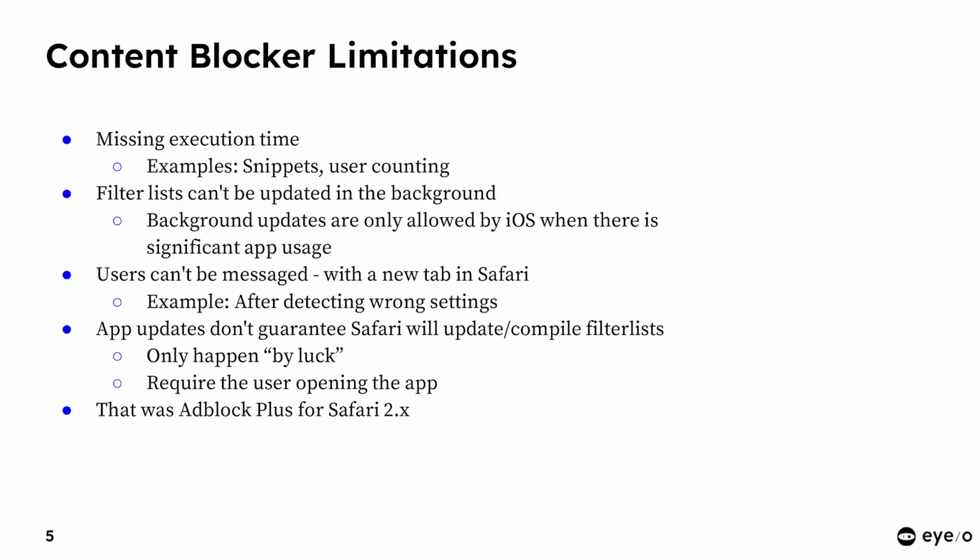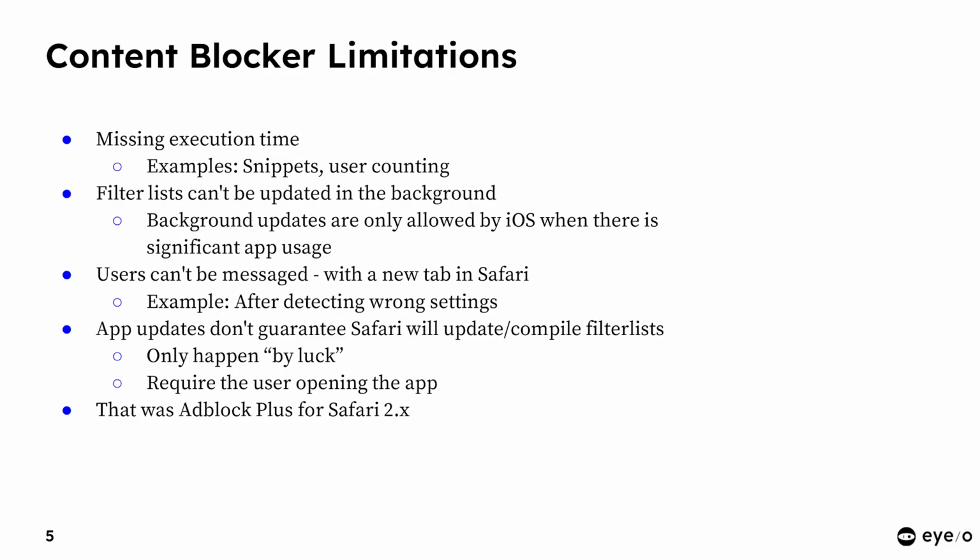But it has some limitations. For us, the main one was missing execution time. So for instance, we couldn't use snippets, which is running JavaScript code in a website to do, let's say, more advanced things than simply that rules cannot do. Or let's say we wanted to count what users do in a certain web page. This is something that cannot be done with content blocker.